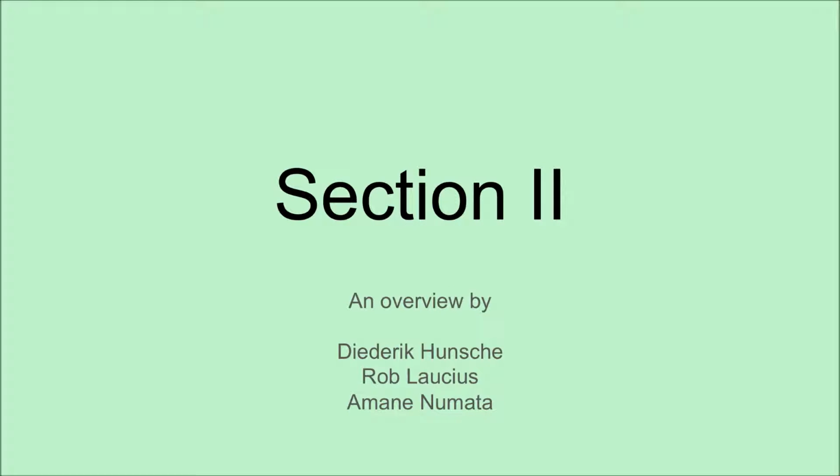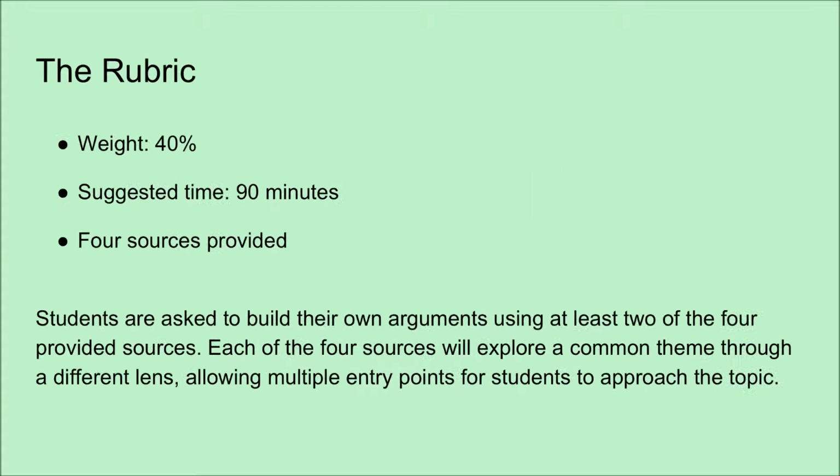Welcome to a review of Section 2 for the end of course of the AP Seminar Program. In this review, I will be going over the rubric and the scoring guidelines used for this section. Section 2 has a weight of 40% of the total score.